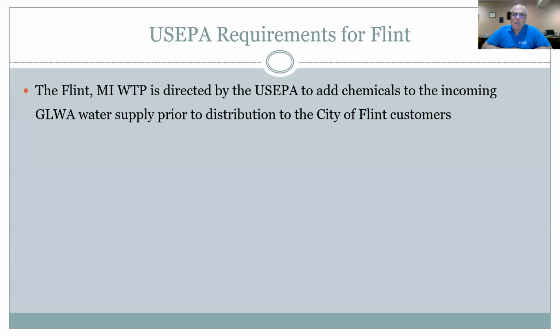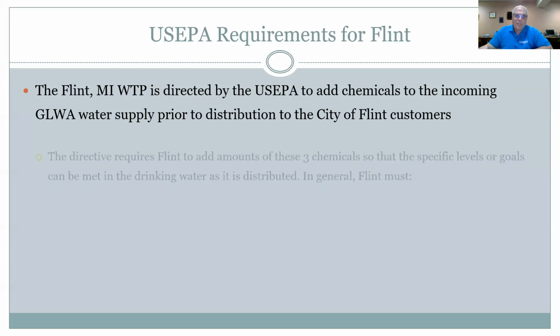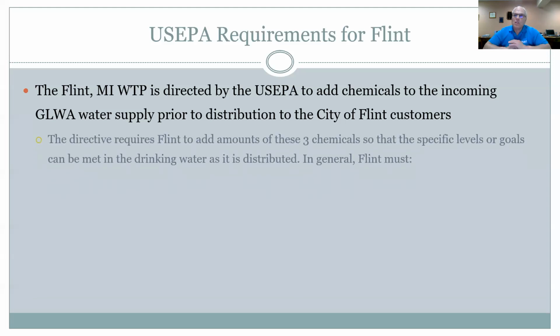Flint, Michigan water treatment plant, of course, was directed by the US EPA to add chemicals to the incoming water that they were receiving from Detroit or the Great Lakes Water Authority prior to distributing it to their own customers in Flint. Specifically, the directive that US EPA brought against the city of Flint was that they had to add amounts of 3 chemicals so that the specific levels or goals could be met for the drinking water before it was distributed.